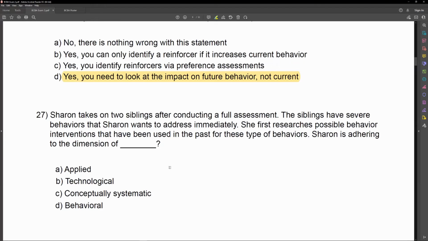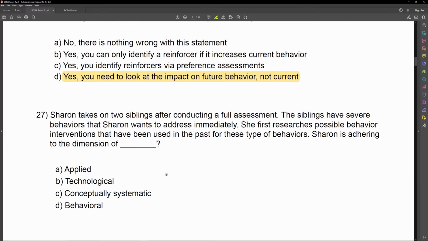Well, applied is going to be meaningful behaviors, right? Now, this might be meaningful, but it's not necessarily what Sharon's worried about. She's worried about the interventions she's using. She's trying to adhere to the behavior analytic principles, the behavior analytic concepts. So is it technological? Technological just means repeatable. You write it in a way where anybody who reads it can repeat it, okay? She's not writing it out to be repeatable as far as we can tell based on the information given. All we know is she wants to adhere to behavior interventions that have been used in the past, adhere to behavior principles, adhere to behavior analytic terminology.